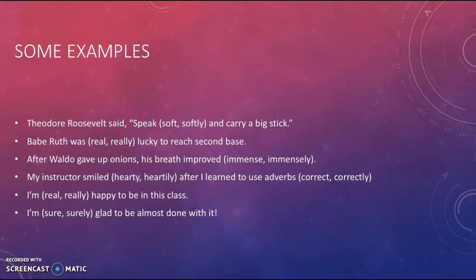So that first example talks about Theodore Roosevelt and what he said. He said, speak soft or speak softly. And we don't even need to read the rest of the sentence because we're talking about how he's speaking, being a verb, and so we need to speak softly and carry a big stick.